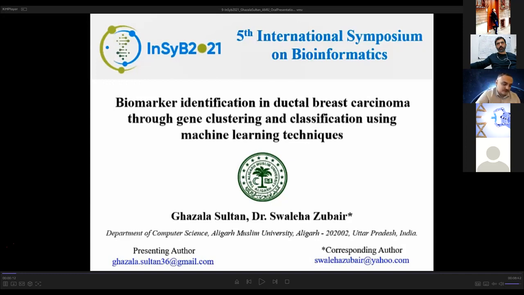any info on the subtypes of breast cancer. For the subtypes of breast cancer, we have taken two types of samples: invasive ductal carcinoma and ductal carcinoma in situ, where we are focusing on the genes which are responsible for progression of ductal carcinoma in situ to invasive ductal carcinoma. So that's how we have targeted this study as of now.